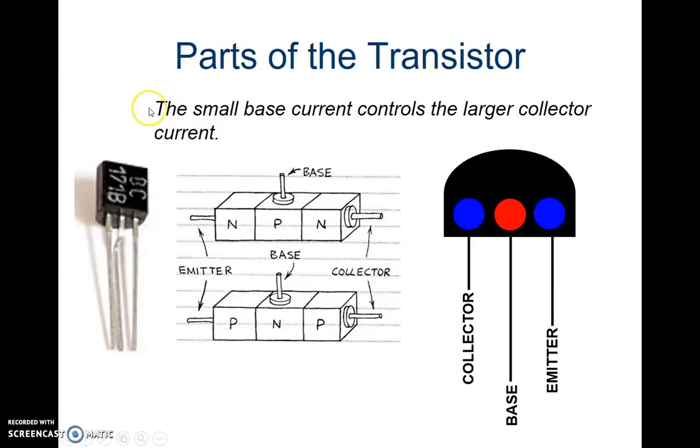We also want to write that the small base current controls the larger collector current. Okay? We want to write that down after we've gotten this symbol written. It doesn't make sense to us now. We will see that in future slides. Okay, so just go ahead and pause, get that written down now.